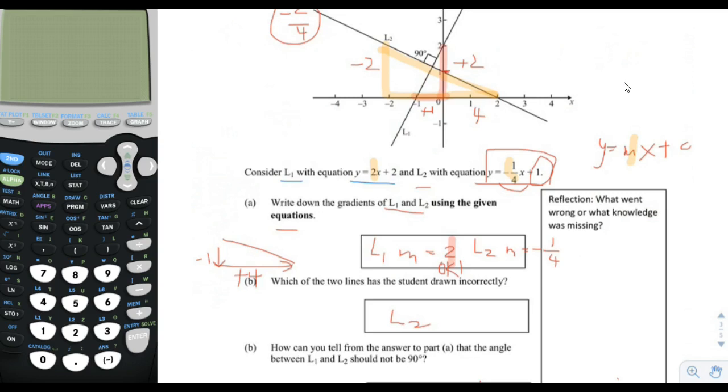So let's redraw the slope, okay? Instead of having negative 2 over 4 for the slope triangle, we're going to do negative 1 over 4. So that would be this triangle instead. Okay, so it would be like this triangle instead. Okay, so negative 1 rise divided by plus 4 run.